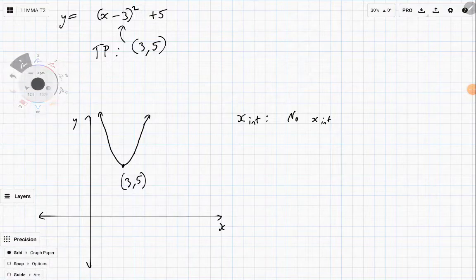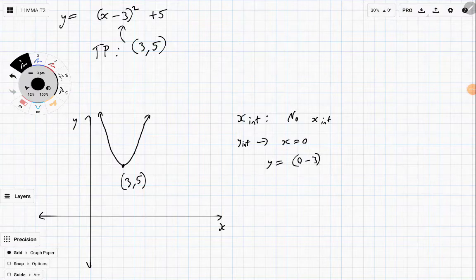But it is always going to hit the y-intercept, and the y-intercept happens when x equals 0, so we can just sub that in, and we get y is equal to (0 minus 3) squared plus 5. 0 minus 3 is negative 3, squared. 9 plus 5 is 14. And so we're going to get the y-intercept at (0, 14).